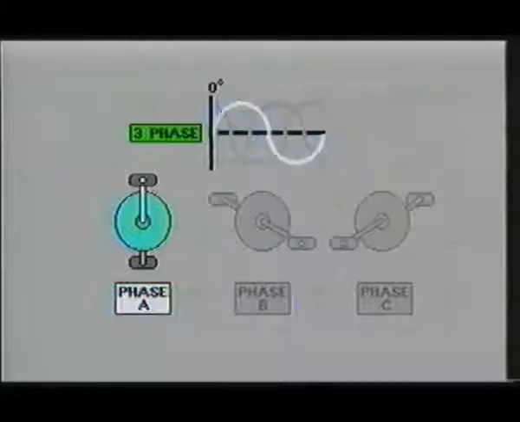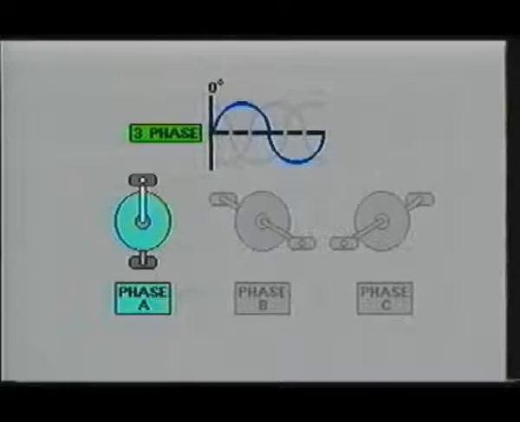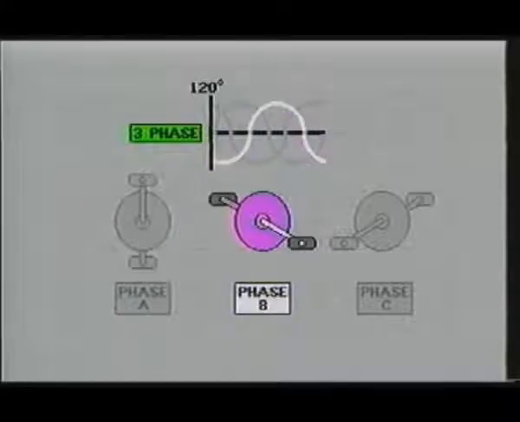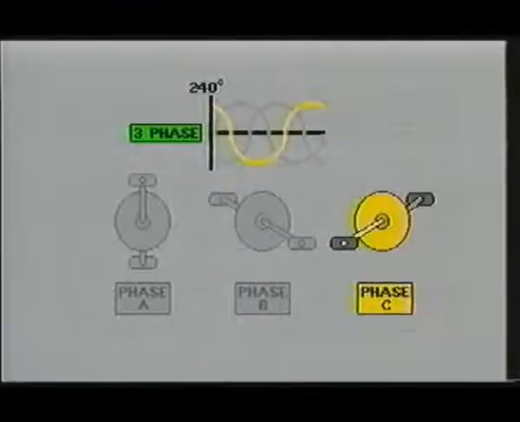As you can see, the sine wave for phase A starts at the 0 reference line and then increases to its positive peak potential. When compared to the start of phase A, phase B is actually 120 degrees into its cycle. And when compared to the start of phase A, phase C is already 240 degrees into its cycle.